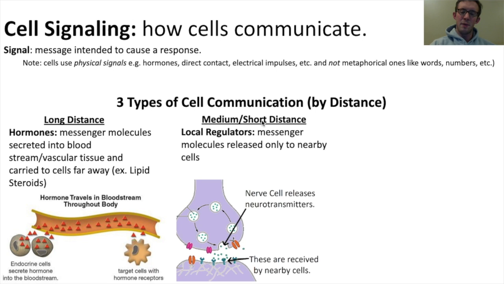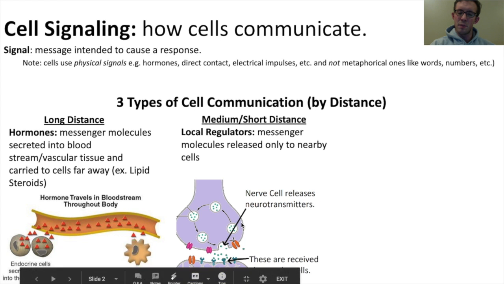If a cell wants to communicate with cells in its immediate vicinity, it can use something called a local regulator, which is kind of like a hormone. It's messenger molecules that are released only to nearby cells. So an example of a local regulator would be something like neurotransmitters, which are particles that nerve cells release, that get received by nerve cells that are right nearby.